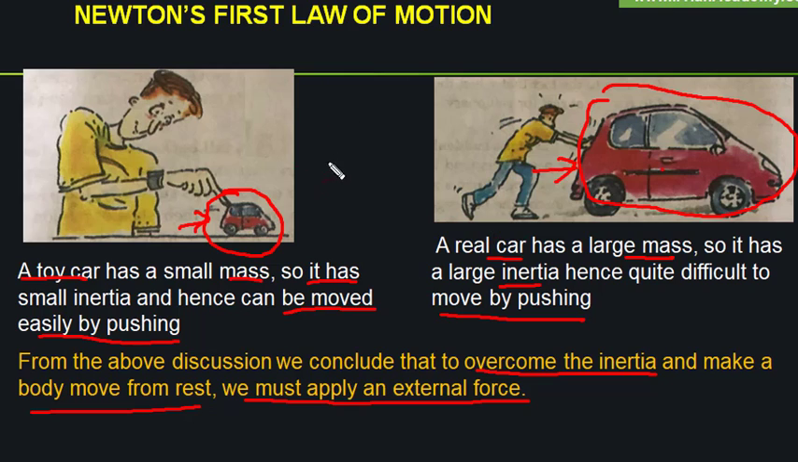So what we conclude from here, a smaller body has a smaller inertia, a bigger body of a larger mass will have a large inertia, and to overcome this inertia you need to apply a force. Okay, you need to apply a force. So in Newtonian mechanics, you see force plays a very important role. Even in the first law of motion, there is inertia, and to overcome the inertia, you need to apply a force.